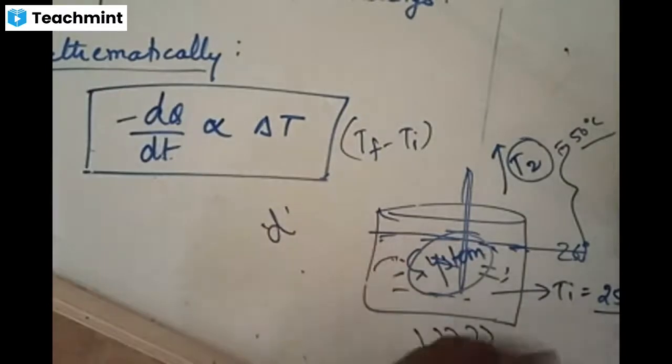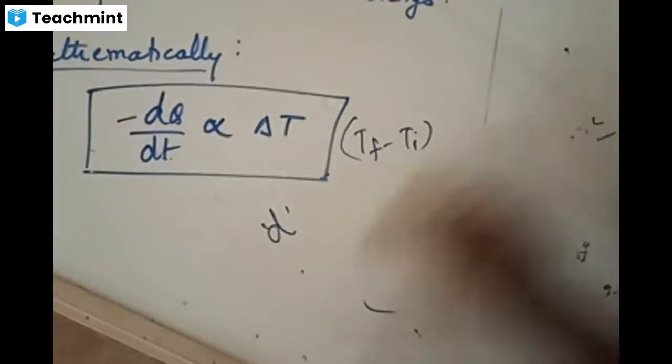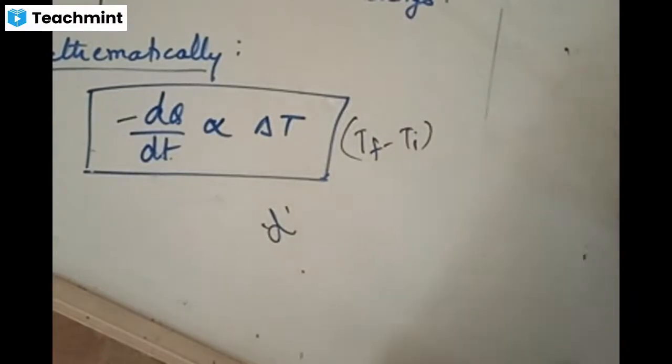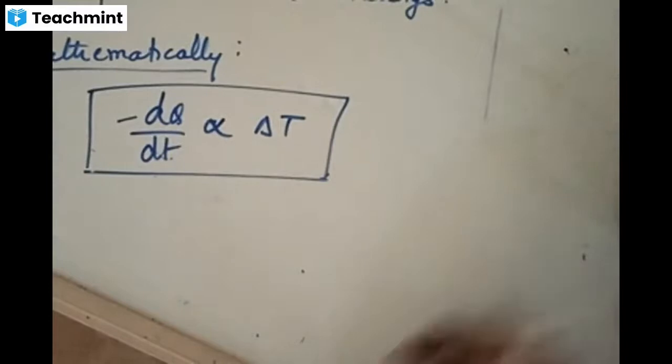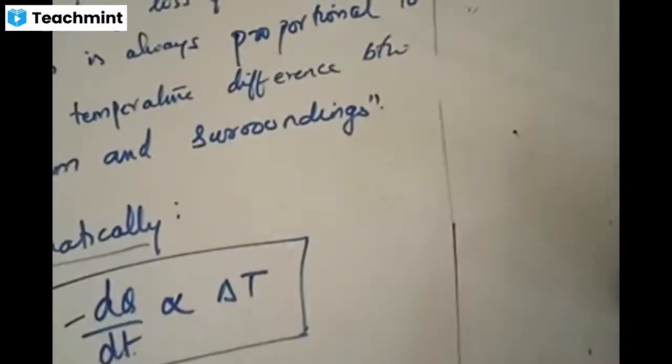If the system is very hot, it takes more time to cool down, if the temperature difference is very large. Hope the point is clear. We are now going to derive a mathematical expression. Is the concept, is the statement clear? Is that clear, everyone?